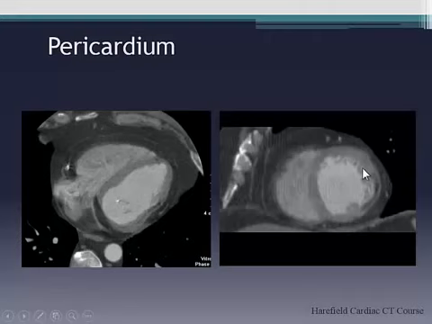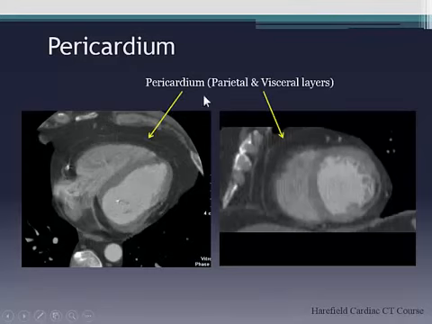And you're at the level of the papillary muscles. You can see it here. So that's going to be mid-ventricular level. Okay, but we'll talk about the 17-segment model in a sec. Okay, so again, parietal and visceral layers, 2 layers.